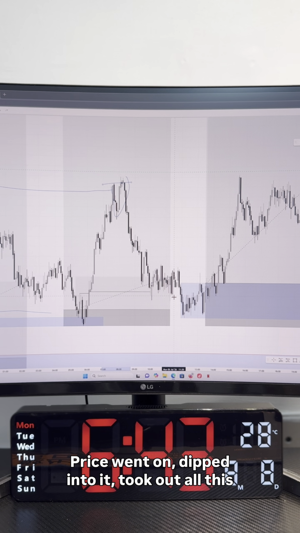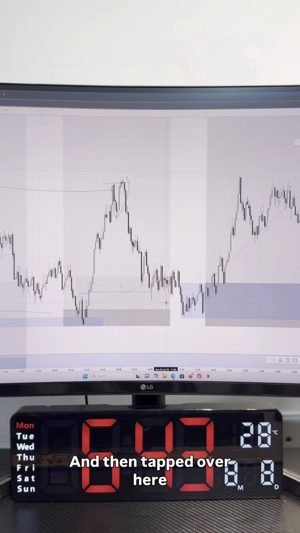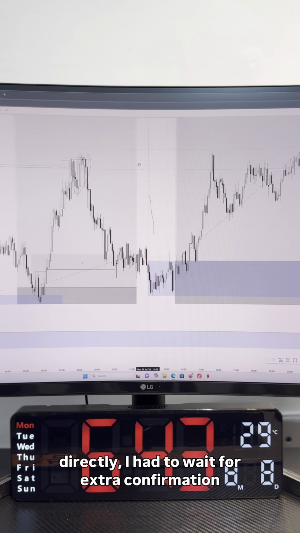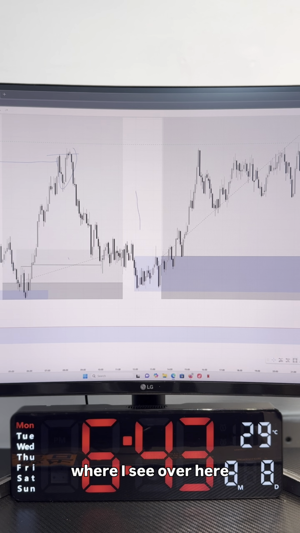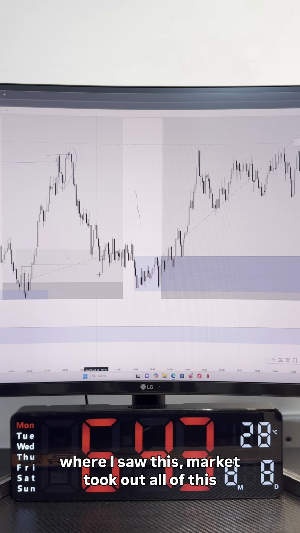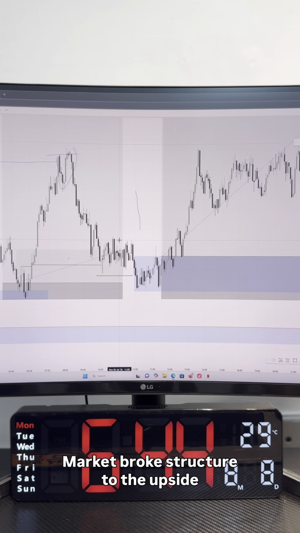Price went on, dipped into it. I took out all this internal liquidity at this point and then tapped over here. And mind you, instead of me getting in on that trade directly, I had to wait for extra confirmation where I see over here. So I saw this extra confirmation over here where I saw this market took out all of this. And then what happened? Market broke structure to the upside.